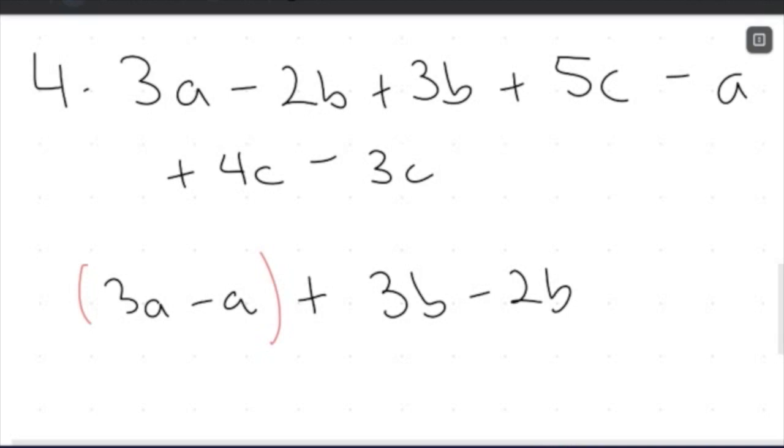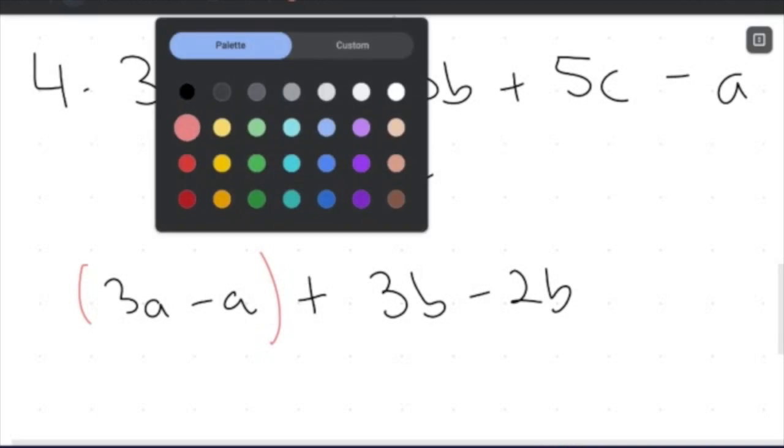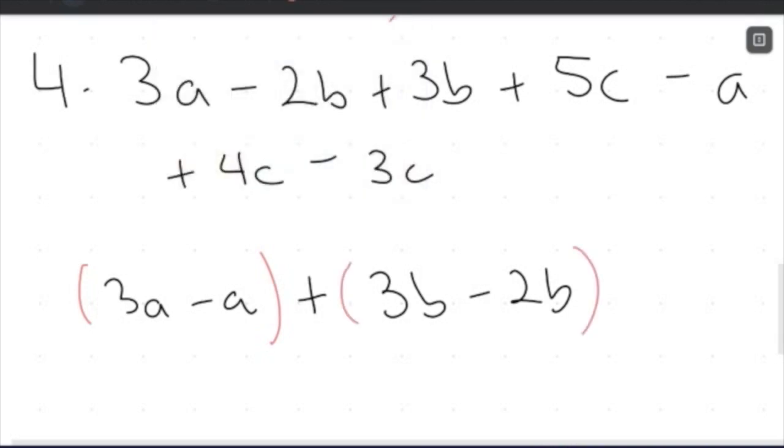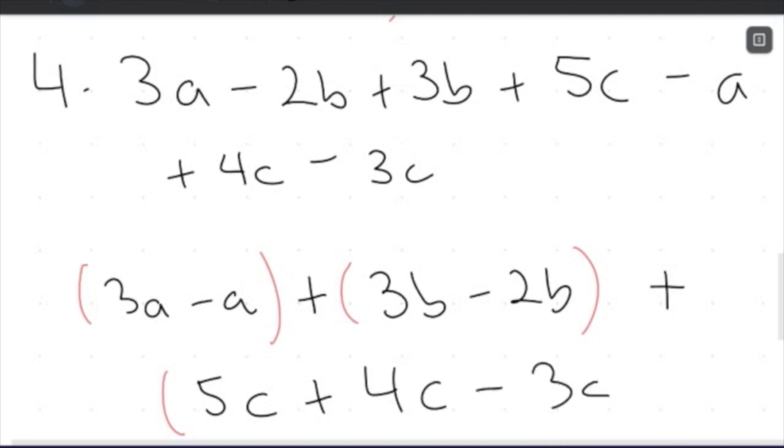So the order in which I arrange these doesn't matter. I personally like to have my positive first, to think of me subtracting the negative from my positive, because 4 plus 2 is the same as 2 plus 4. The order in which we add does not matter. So that's why I can just change this around in a way that makes sense to me. And this may make sense to you as well. And to that, I'm going to add 5c plus 4c minus 3c.